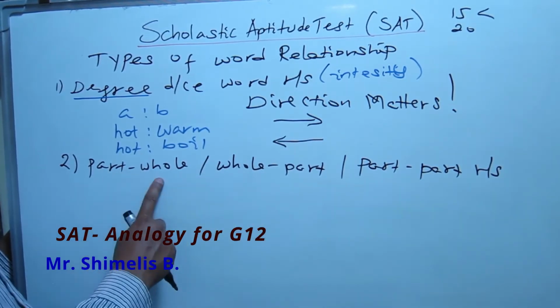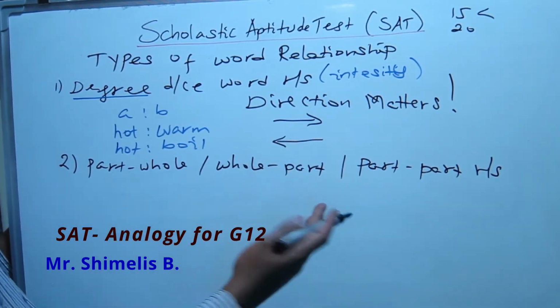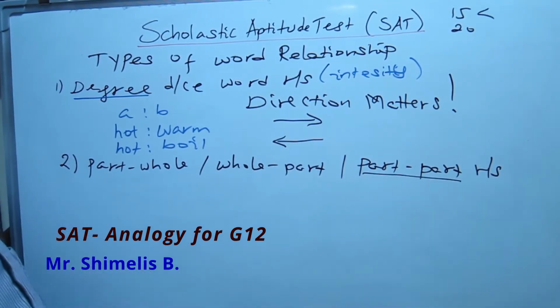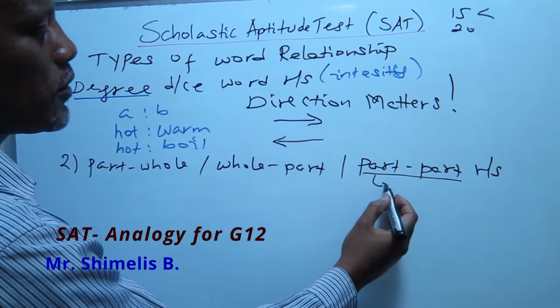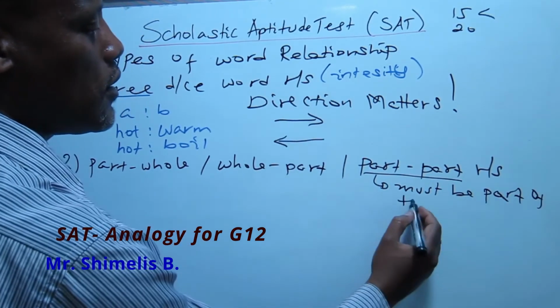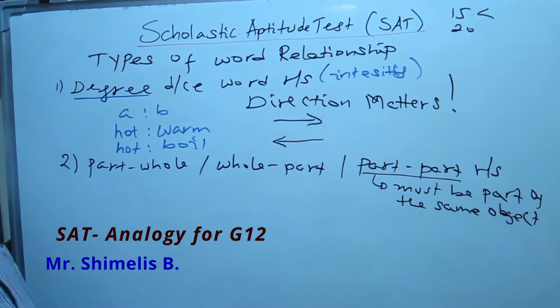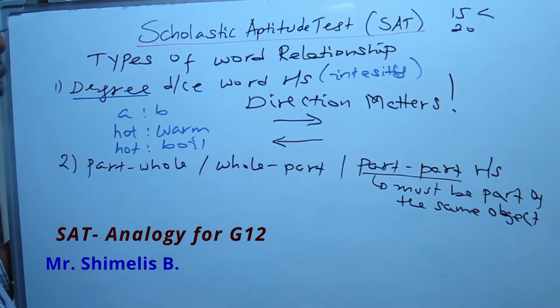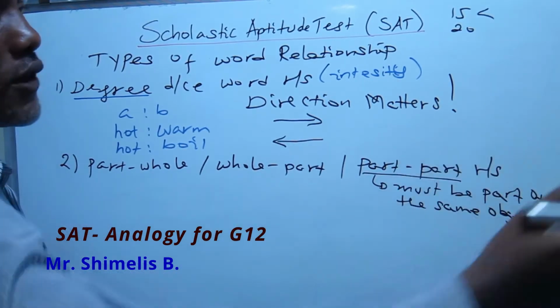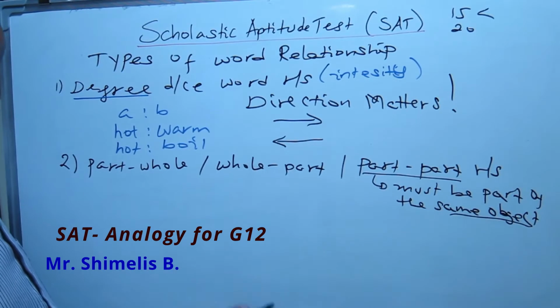So in the part-whole relationship, the first word must be a part and the second word is a whole, and the second is vice versa. It's the reverse of the first one. One thing you have to take care of is the part-part relationship. In a part-part relationship, both words are parts but must be part of the same object. But in the instruction, you might be given a part-part relationship where the parts belong to different objects. One would be part of one object, one part of another. Both must be part of the same object. Otherwise, it is not a valid part-part relationship.